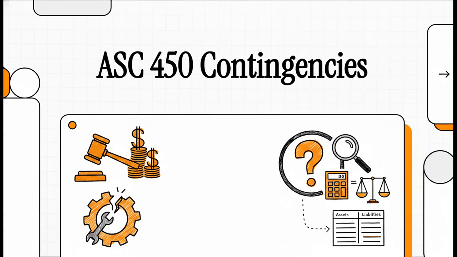Let's jump right in. Today, we're tackling a massive headache for accounting teams, and that is ASC 450. Specifically, we're focusing on loss contingency recognition and measurement. If you've ever stared at a pending lawsuit or a messy warranty claim and thought, okay, when do I actually put a number on the balance sheet, and exactly what number should that be? Well, you are in the perfect place. We're going to completely eliminate the guesswork today.